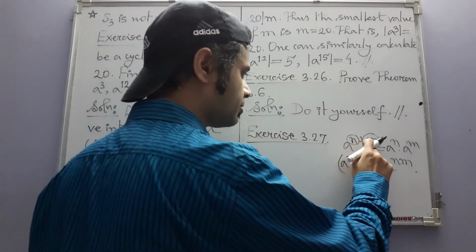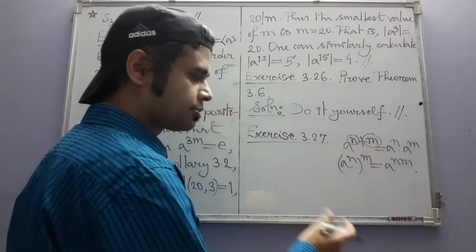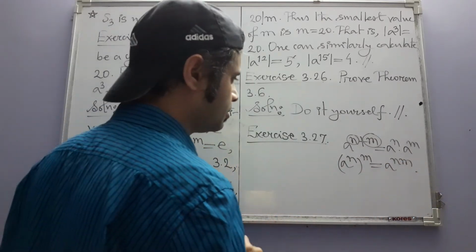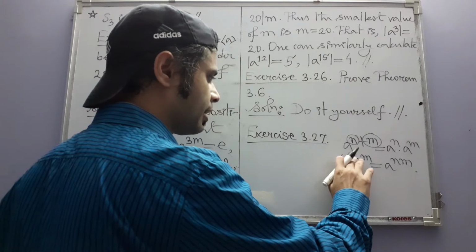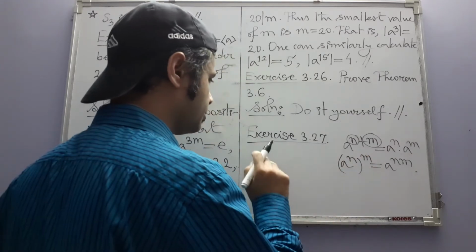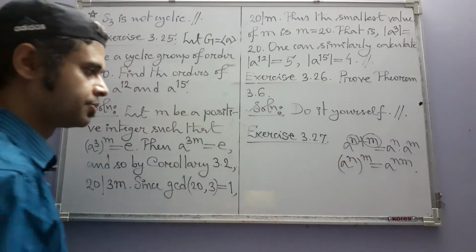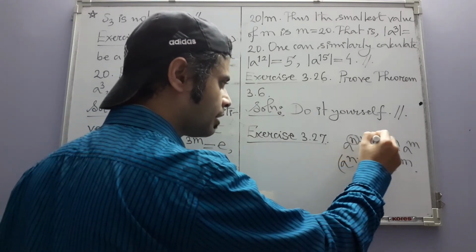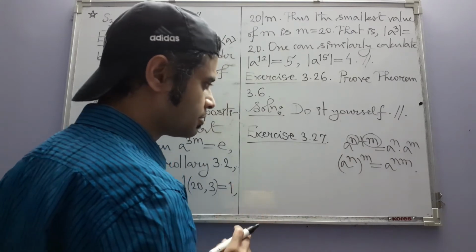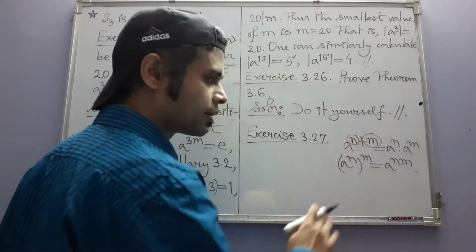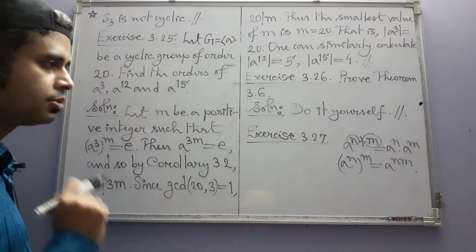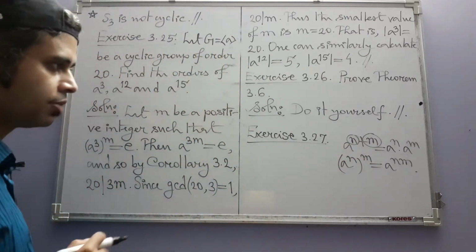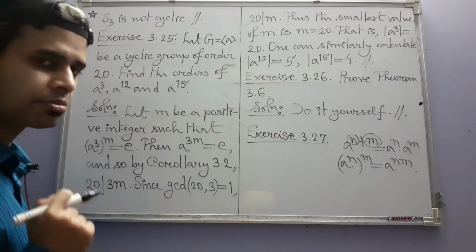If m is 0 and n is any integer, then also it is trivially true. This one is also trivially true. So that means you can assume that none of them is 0. Then there are cases depending on the signs of n and m. If both n and m are positive, that is one case. If exactly one of them is negative, that gives you two cases. And there is the other case where both of them are negative, and these cases have to be treated separately.